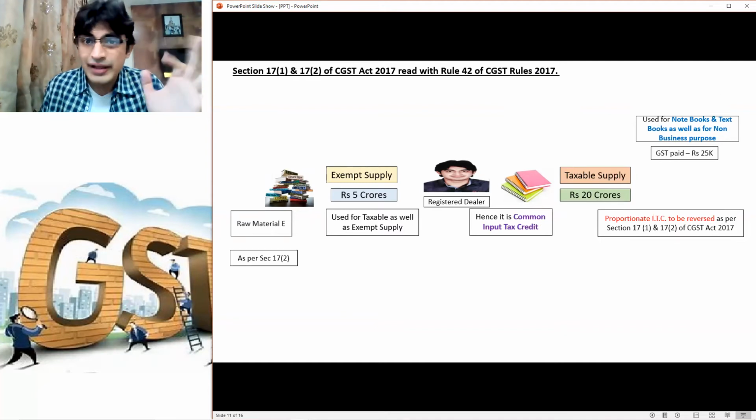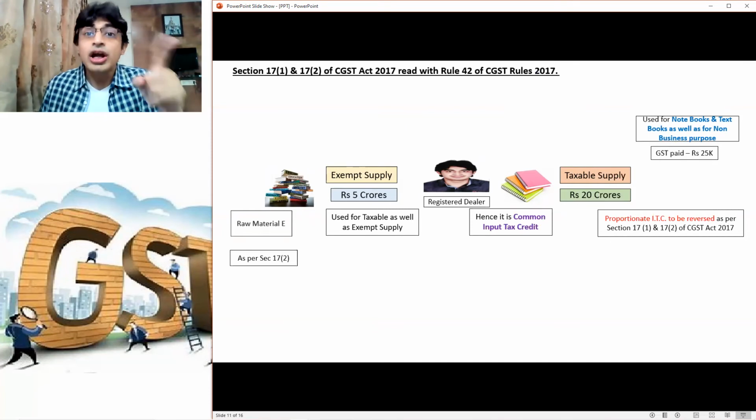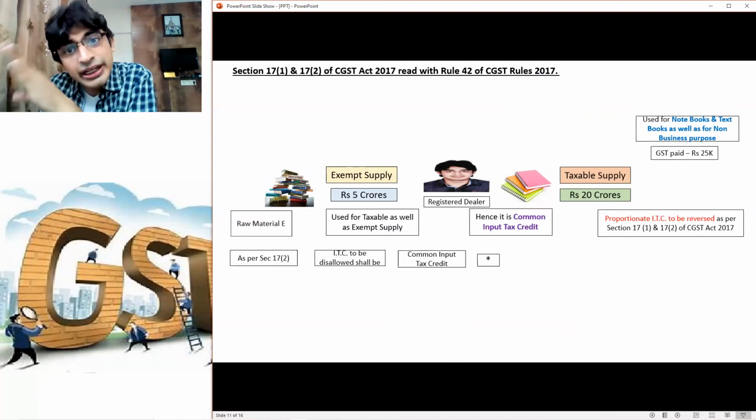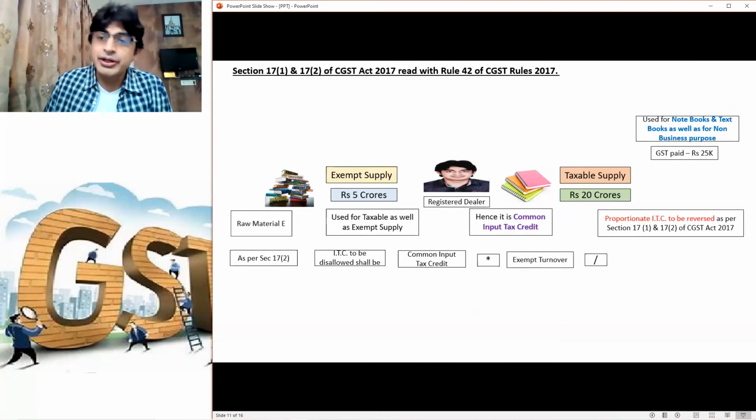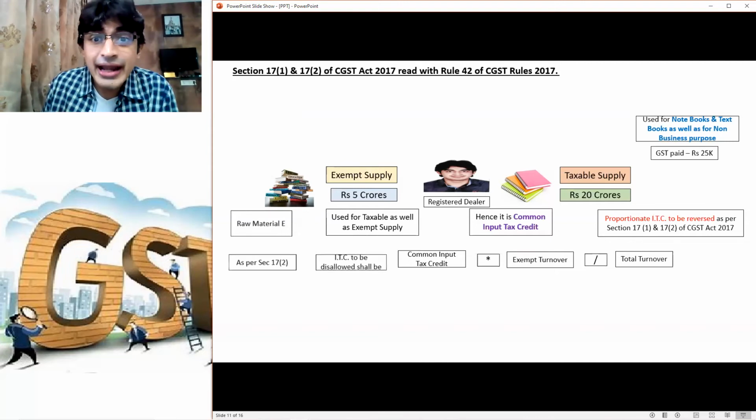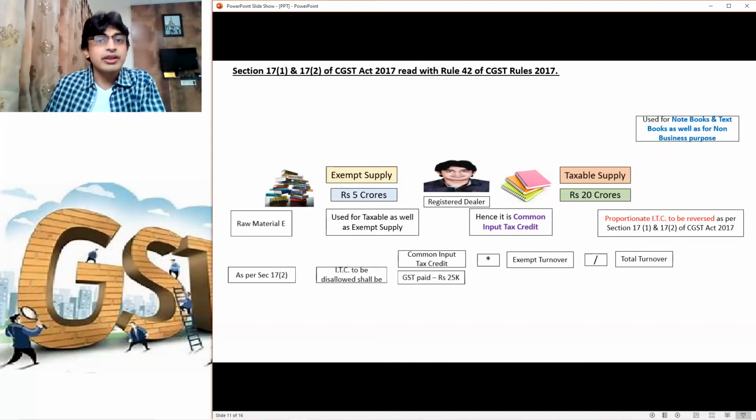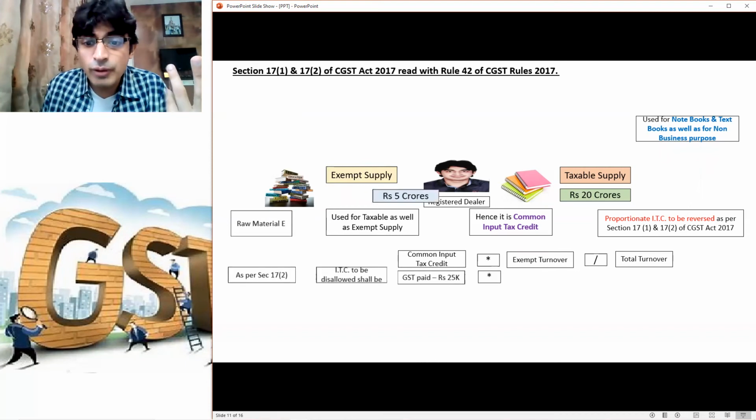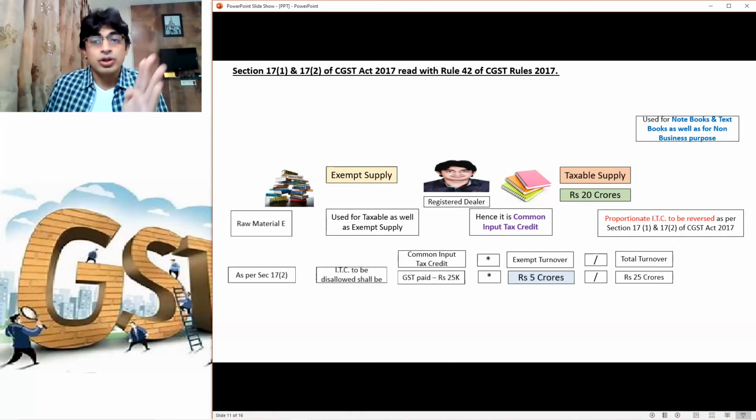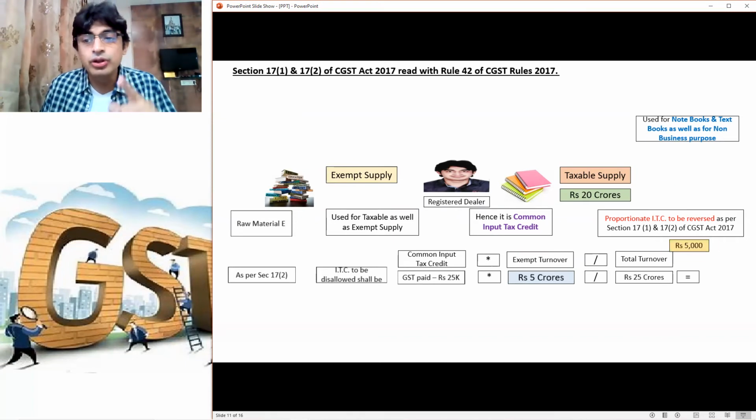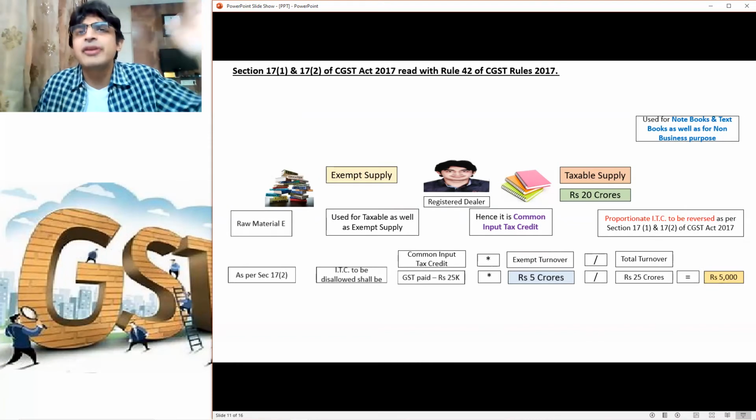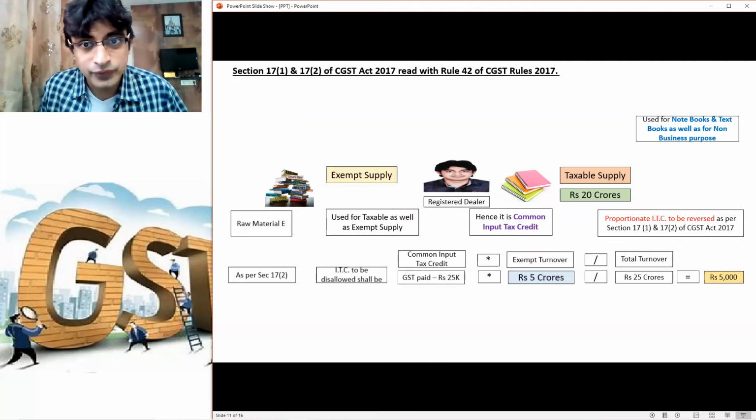So first let us do it by 17(2). Okay, how much was my common ITC? Common ITC into exempt turnover, divided by total turnover, that much ITC shall be disallowed. So my common ITC was say 25,000, you can see. Into my exempt turnover, which was how much? 5 crore. Total turnover is how much? 5 plus 20, 25 crore. So how much ITC shall be disallowed? Rupees 5,000. 5,000 का ITC shall be assumed used for exempt supply. इतना disallow हो जाएगा. Correct?